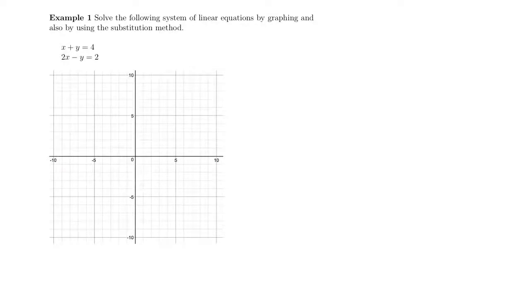In this first example, we want to solve the following system of linear equations by graphing. I'm going to sketch a graph of both x plus y equals 4 and 2x minus y equals 2 and see what happens. So for x plus y equals 4, it has a y-intercept of (0, 4) and also an x-intercept of (4, 0). I'll try to do as good a sketch as I can, but we have the line that goes through these 2 points, and it looks like this.